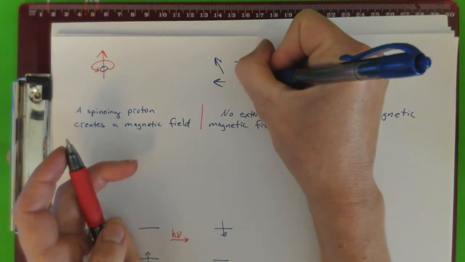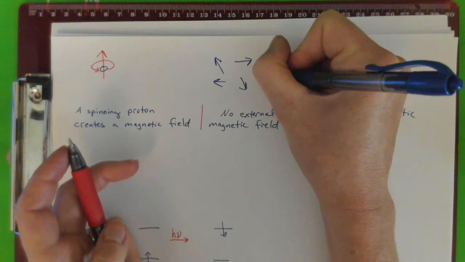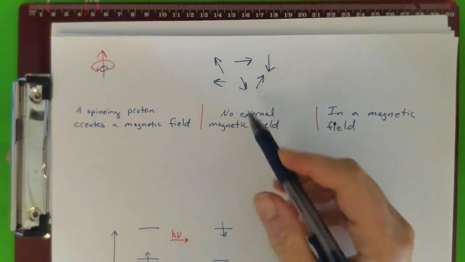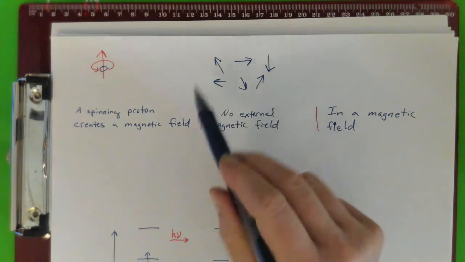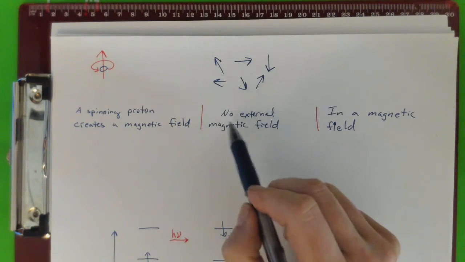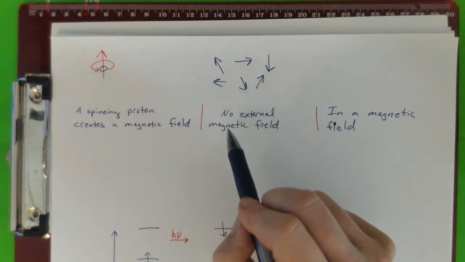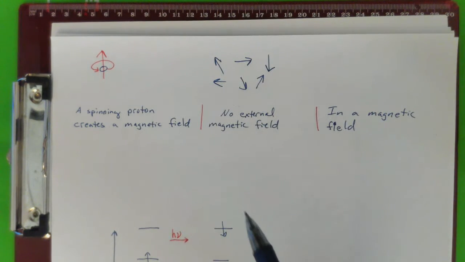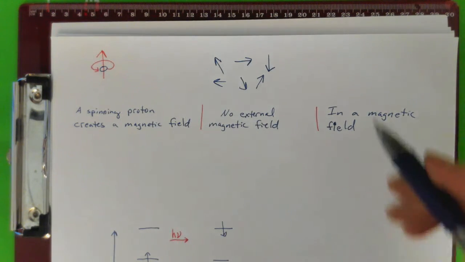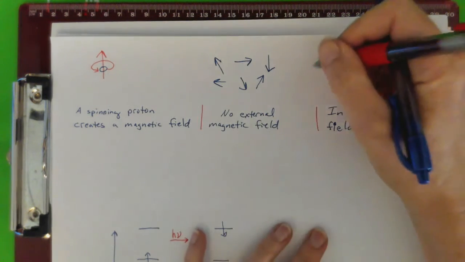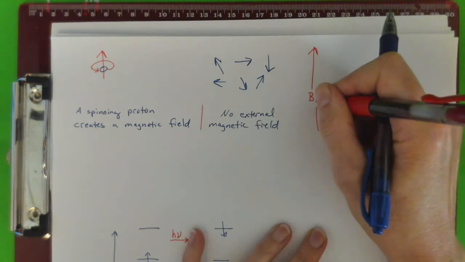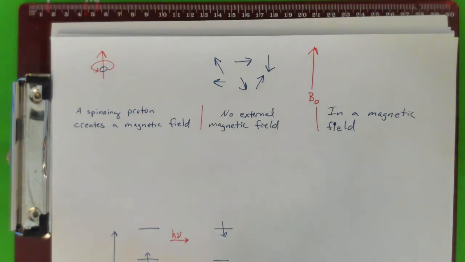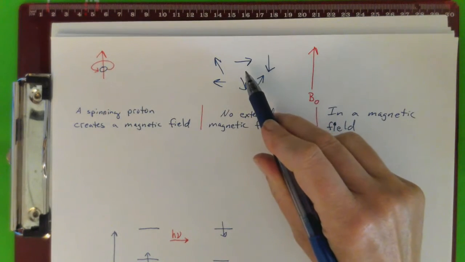I'm trying to make this look random. Hopefully I'm doing okay at it. So if there's no magnetic field present, we've got a collection of protons and they're all randomly oriented. Now, if we apply a magnetic field, here's my magnetic field, B0. So there's my magnetic field that I'm going to apply.